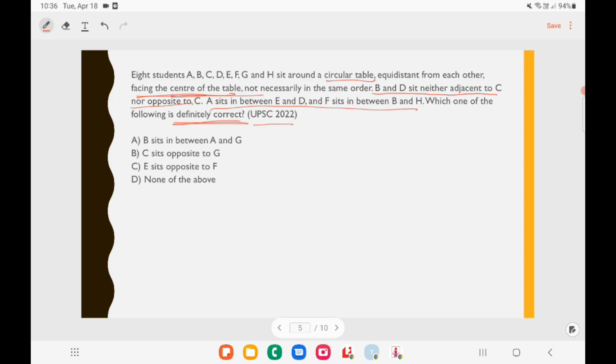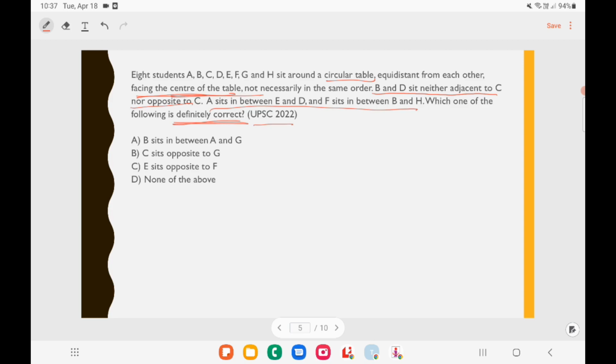It means that definitely correct means that if I draw different possibilities for arrangement in this question, in all those arrangements, I should get the same answer. Okay, I should get the same thing. That thing will be definitely correct in all the possibilities. So here what we need to do, we need to draw different possibilities and then we need to check which of the given option is correct in all the possibilities.